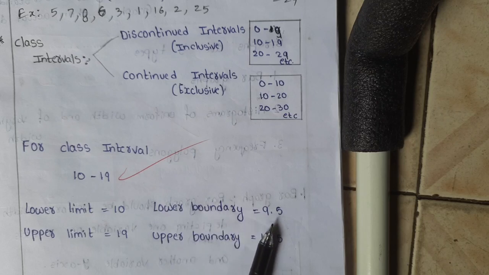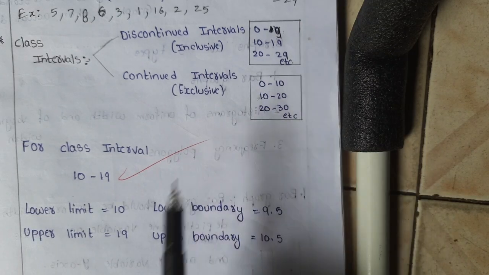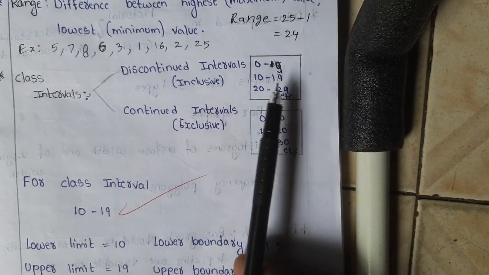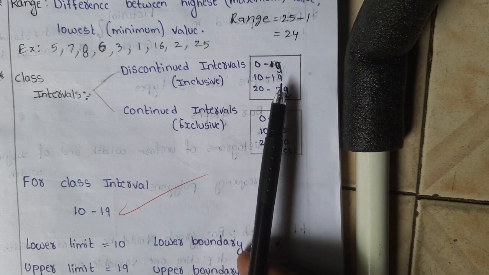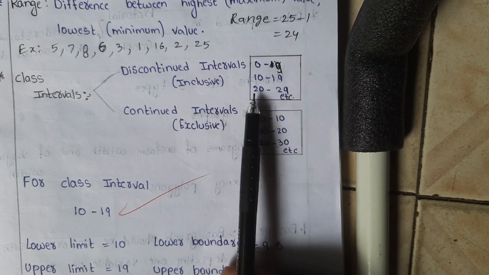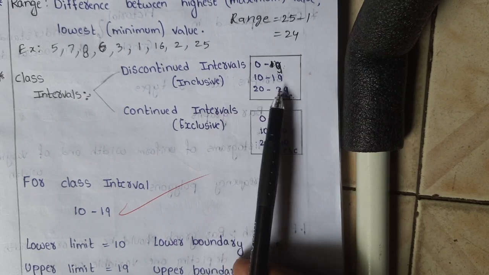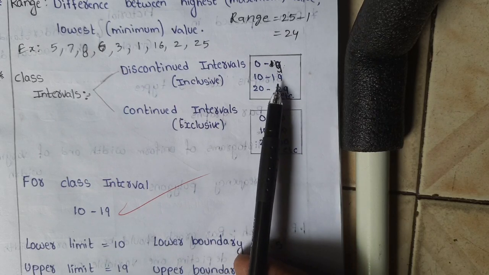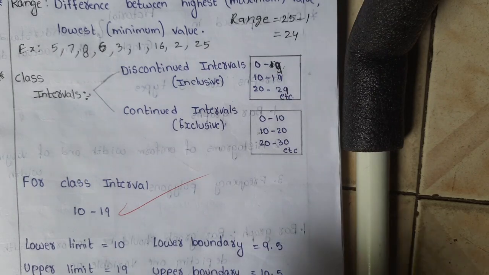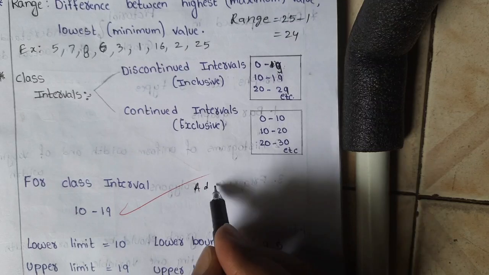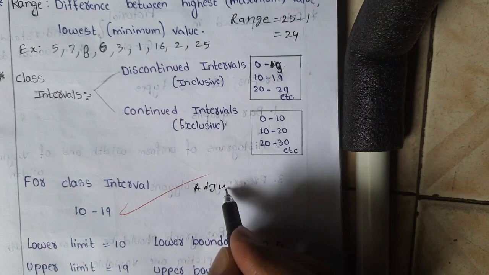Whereas lower boundary is 9.5. What is 9.5? Upper boundary is 10.5. How does it come? Suppose you are taking here 10 to 19 and 20 to 29. Here are the class intervals. We want to do this for the 10 to 19 class interval. Just do the adjustment factor. What is the adjustment factor? It is the difference number, once check.